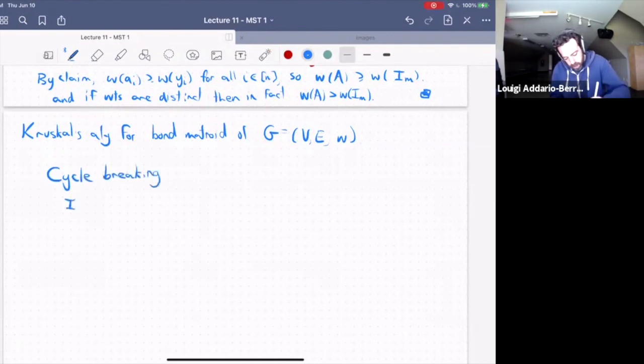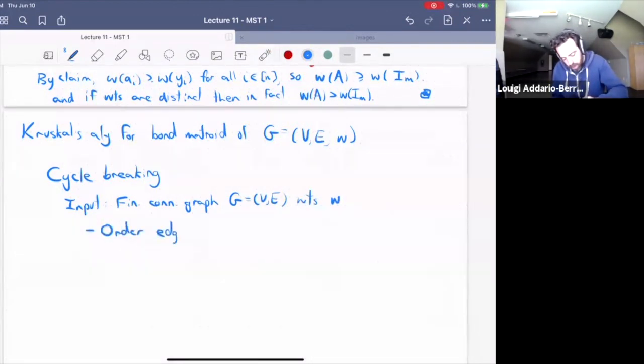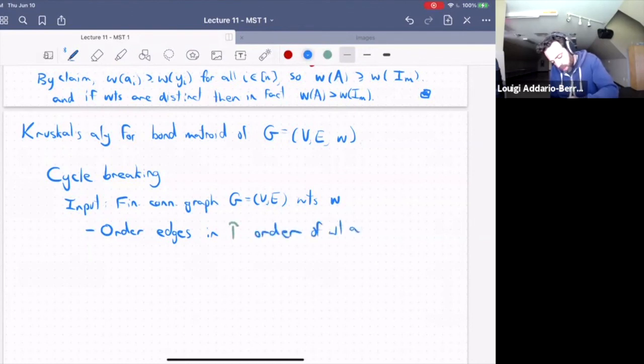Okay, so the input is a finite connected graph G, and weights W, as usual, weighting the edges. And so then the steps are, we order the edges in, well, I'm going to write increasing, but I'll return to that point of weight. Actually, let me swap this right now.